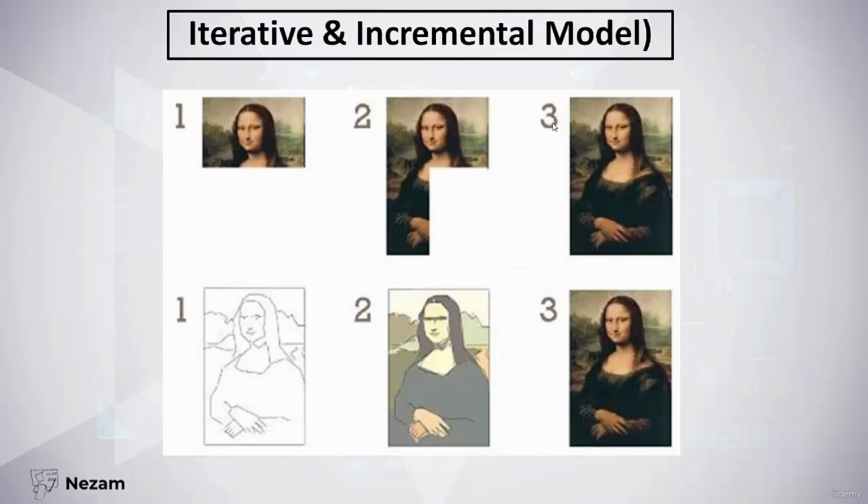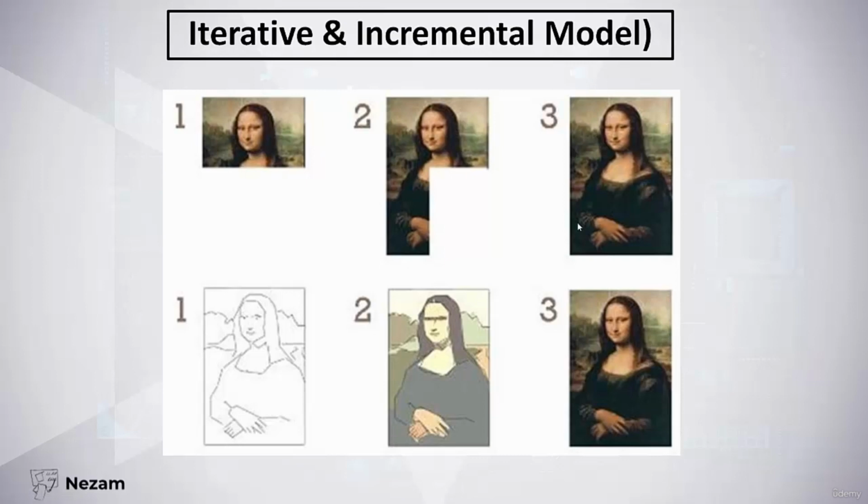Then we have the iterative and the incremental model. The incremental model means that we develop our software in increments. We finish a part of the software, we gather its requirements, we design it, we develop it, and we test it. Then we move to the next section and perform the whole life cycle on this section, and so on. And this is what we see in the first example here. The painter painted a part of the photo. Then he painted another part, then a third part. So this is incremental model.